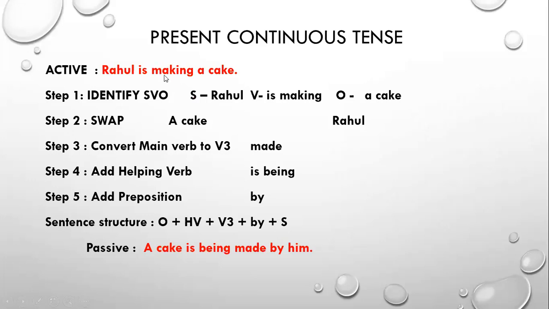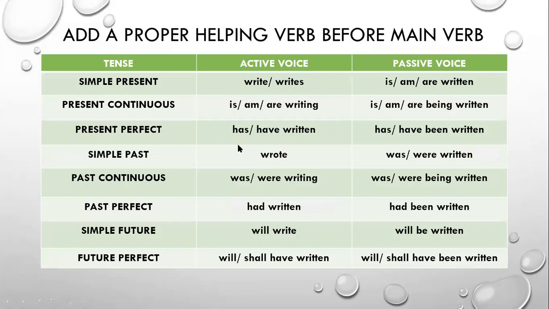So our main verb is make, and the third form of verb is made. Maked is not a form, dear. You commit this mistake. Maked is not any form. It is made. And the appropriate helping verb is being. If you remember, see the chart. The appropriate helping verb is, am, are, being.